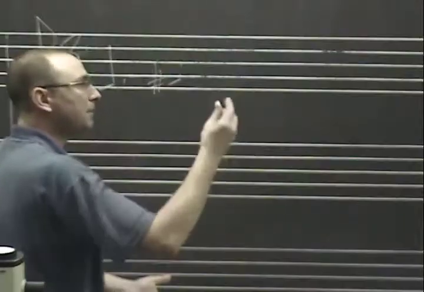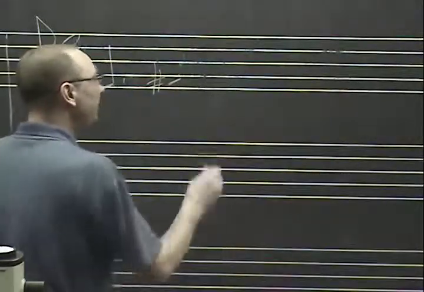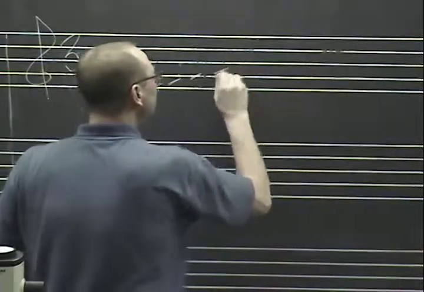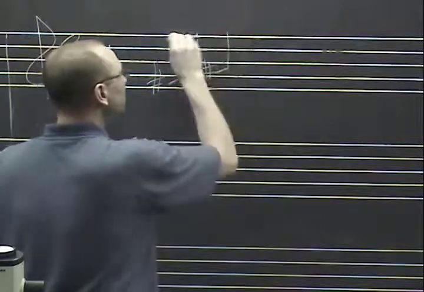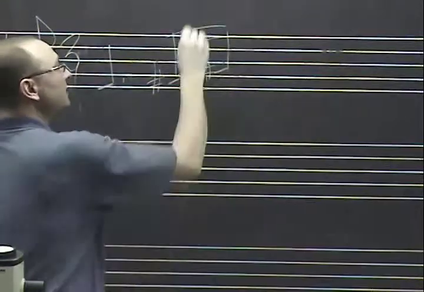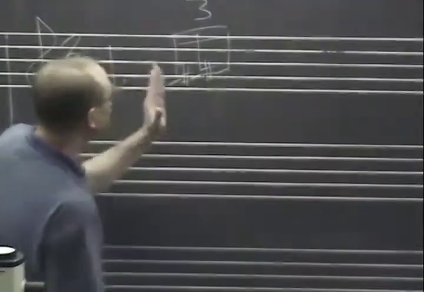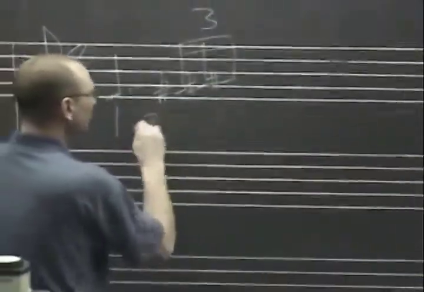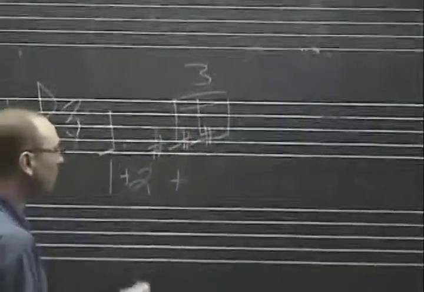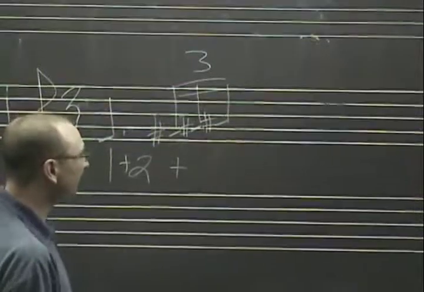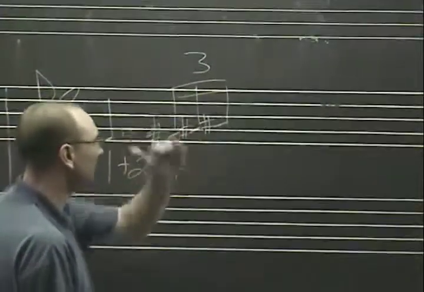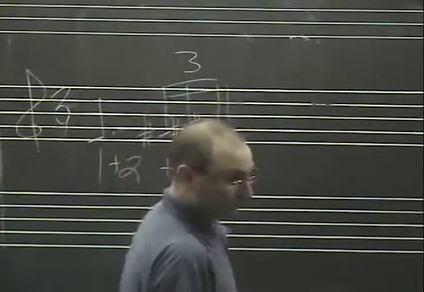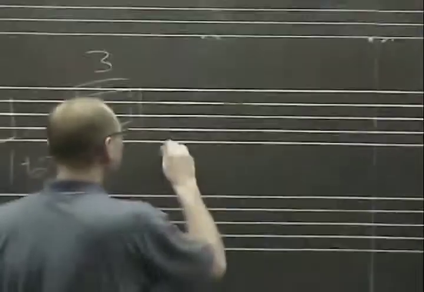Pa, pa, pa, pa, pa, pa, pa, pa. If you heard that, you heard a group of 3 notes as a triplet on the second half of 2. Okay, so 1 and 2, ta ta ta, ta, ta ta ta.